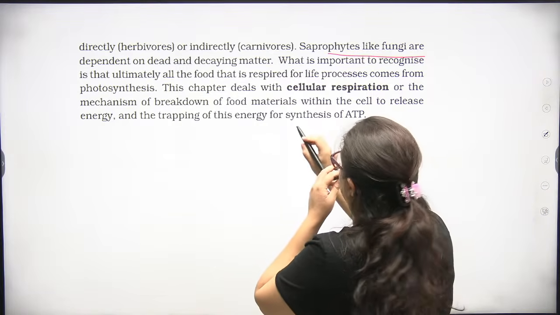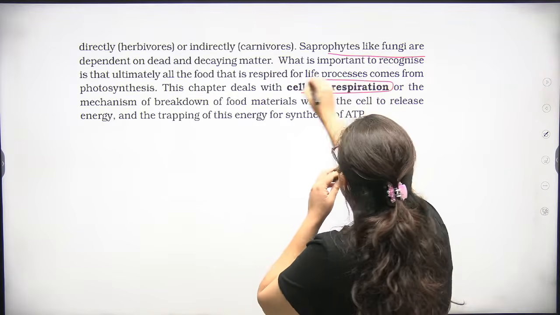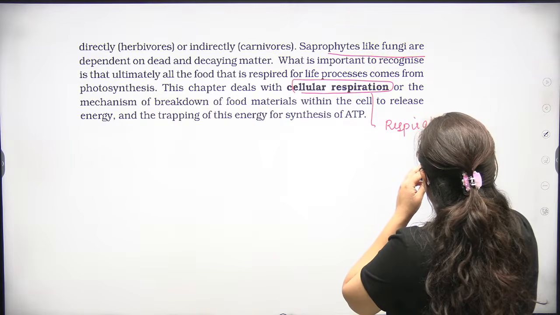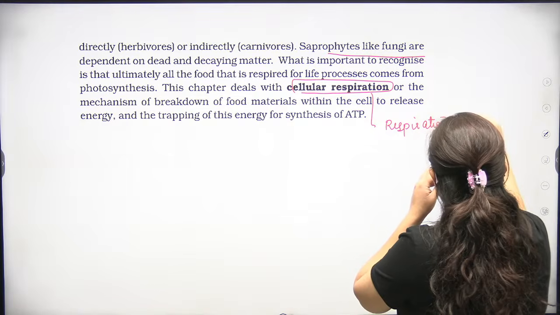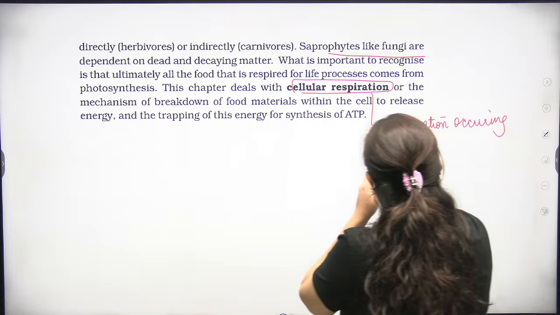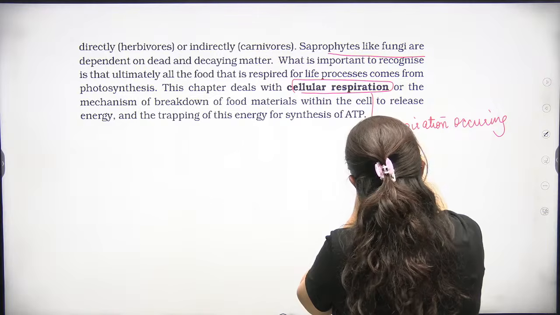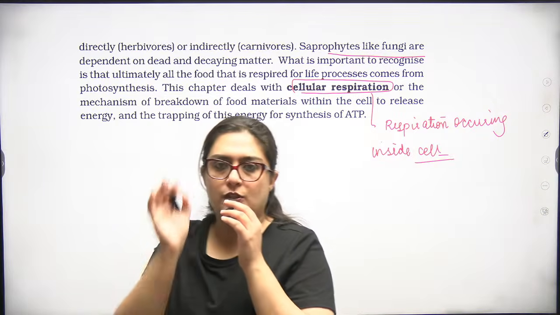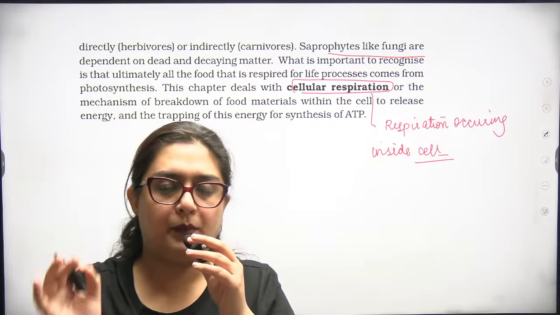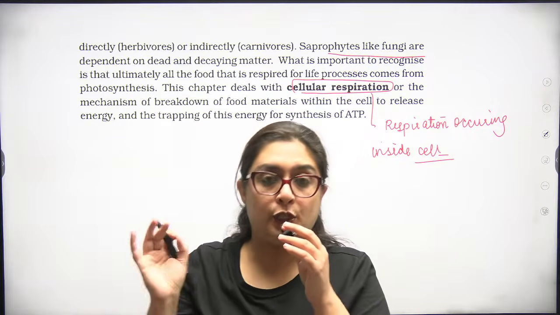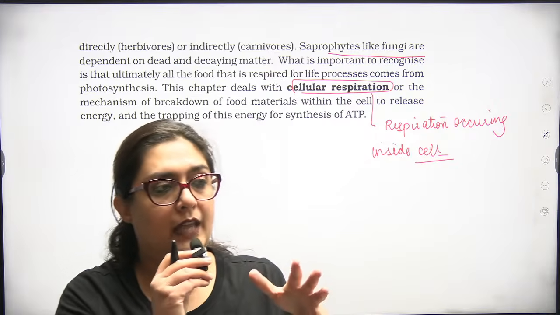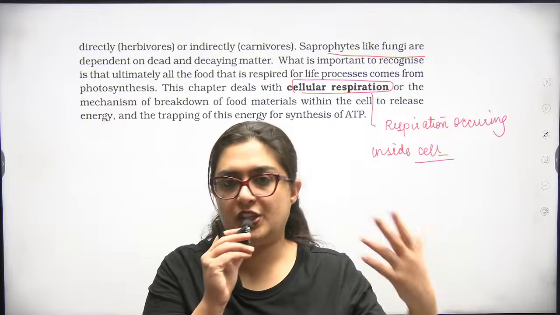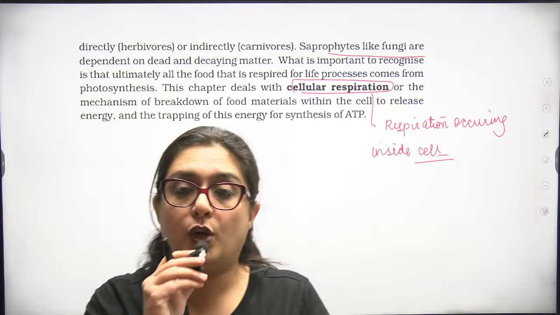So this chapter actually deals with cellular respiration, respiration occurring inside the cell. And respiration means oxidation of food. In the chapter breathing and exchange of gases from the unit human physiology, we dealt with inhalation of oxygen. Now the oxygen has reached each and every cell or tissue of my body. Now what will oxygen do?